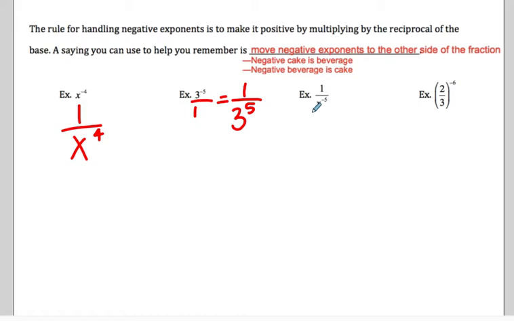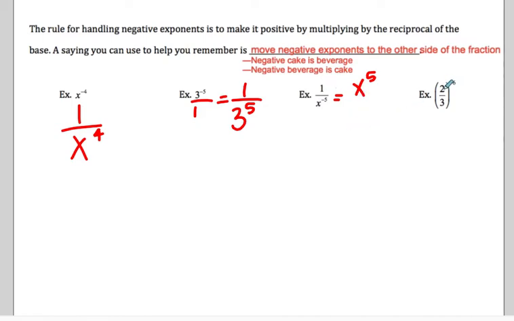Now, if you have a negative in the denominator, you can shift that to the numerator. In the context of Alice, this is saying that Alice is drinking negative 5 ounces of beverage. Doesn't make sense. What she's really doing is eating 5 ounces of base X cake. So we'll shift that to the numerator.